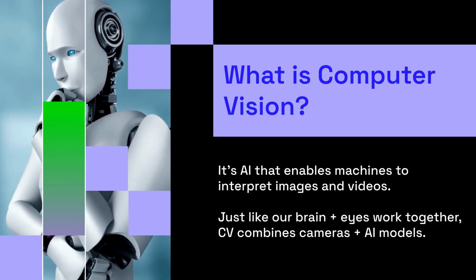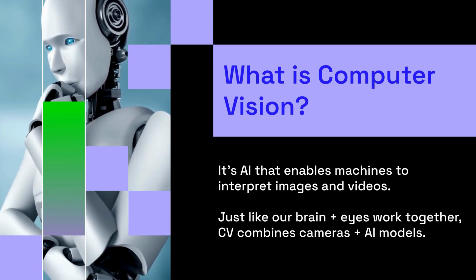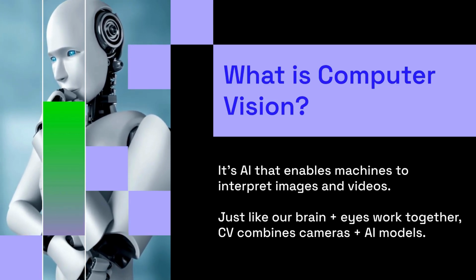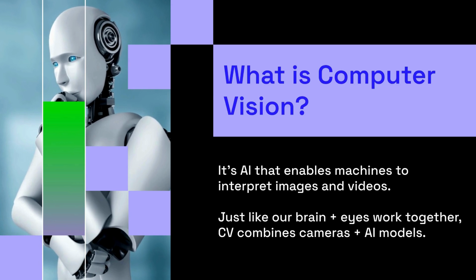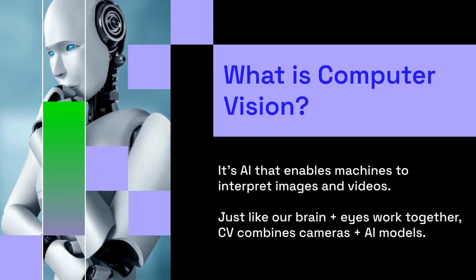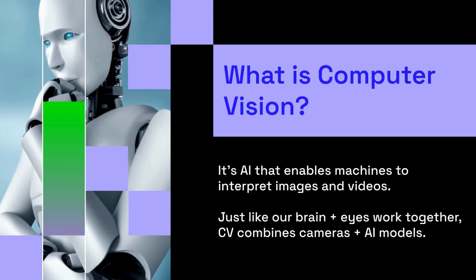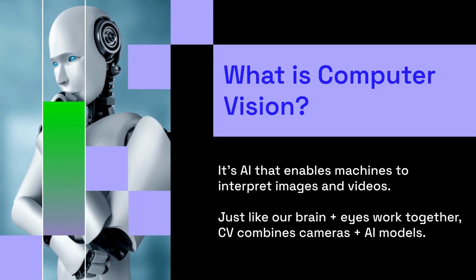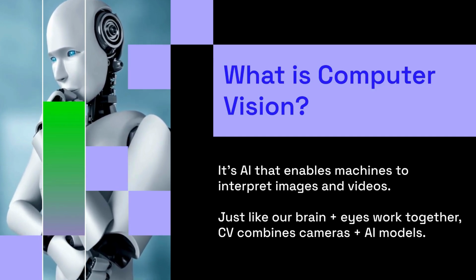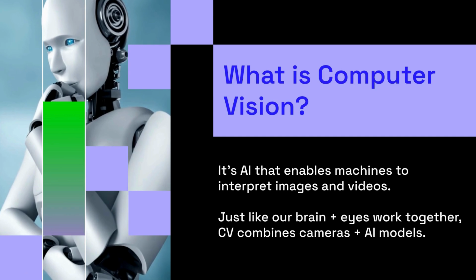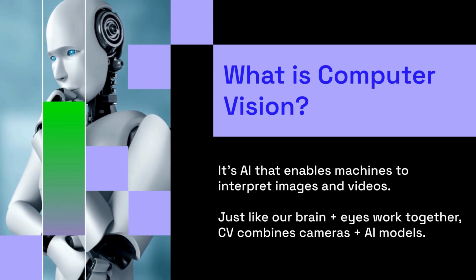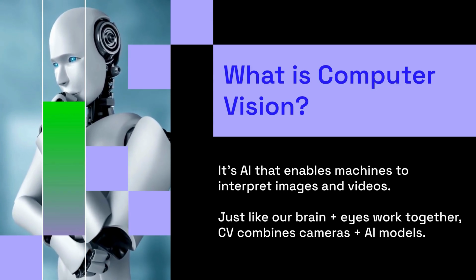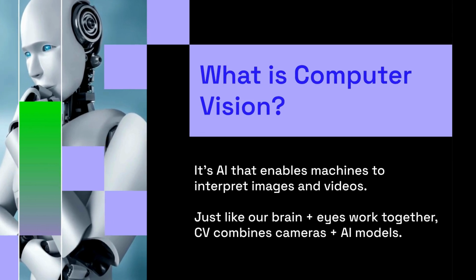Think about how our eyes and brain work together. The eye captures light and sends it to the brain. The brain processes those signals, recognizes shapes, and tells us that's a cat, that's a car, like that. Similarly, in computer vision, the camera acts like the eye, captures images, and the AI model acts like the brain, analyzing and recognizing what's inside.